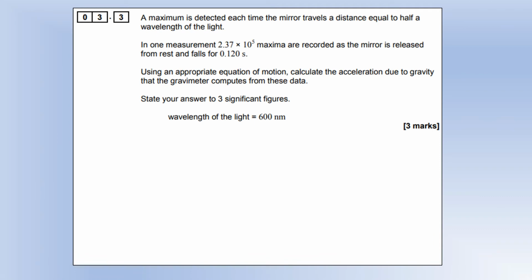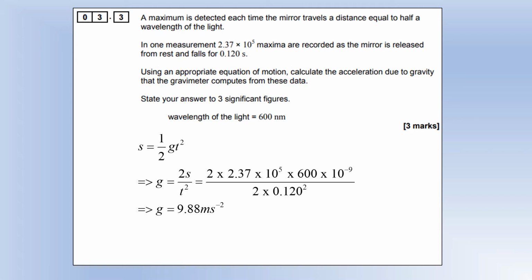So a maximum is detected each time the mirror travels a distance equal to half a wavelength. In one measurement, there are 2.37 times 10 to the 5 maxima, as the mirror is released from rest and falls for 0.120 seconds. Using an appropriate equation of motion, calculate acceleration due to gravity, giving your answer to three significant figures. Because the distance between each maxima equates to half a wavelength, I multiplied the number of maxima by half a wavelength to get the distance fallen, and then divided that by time squared, giving us 9.88 meters per second squared.